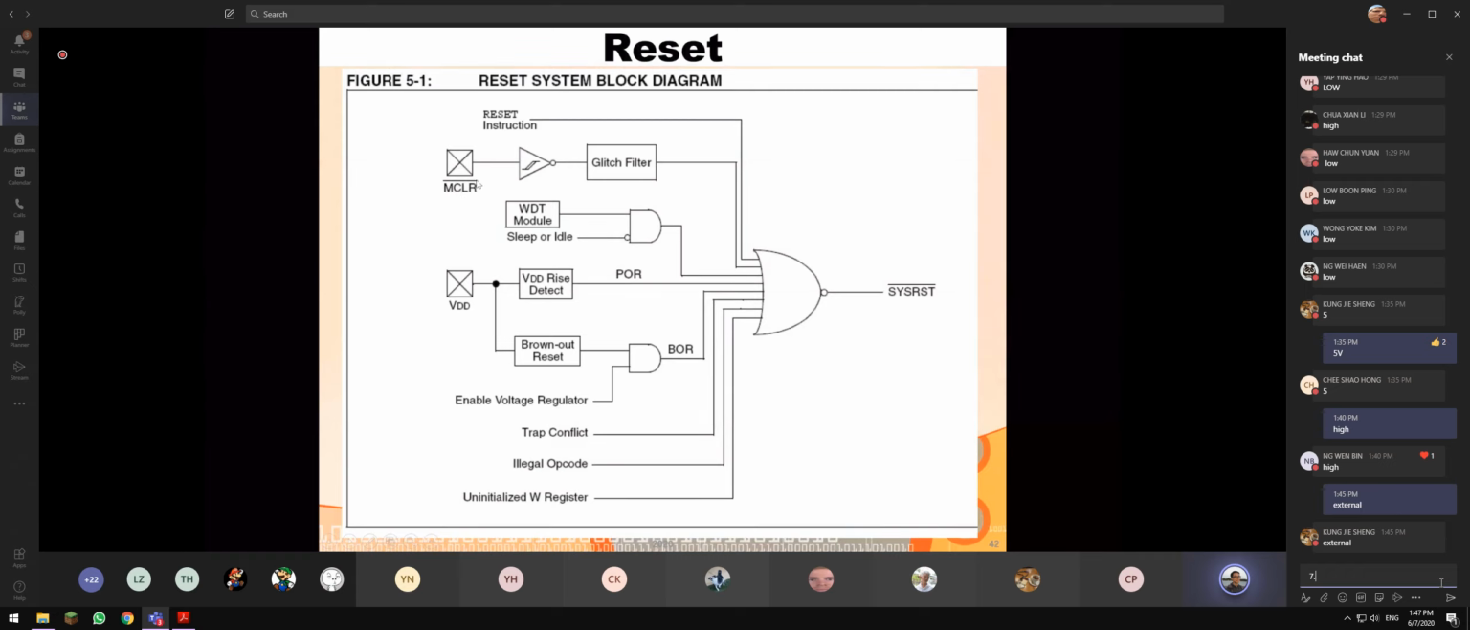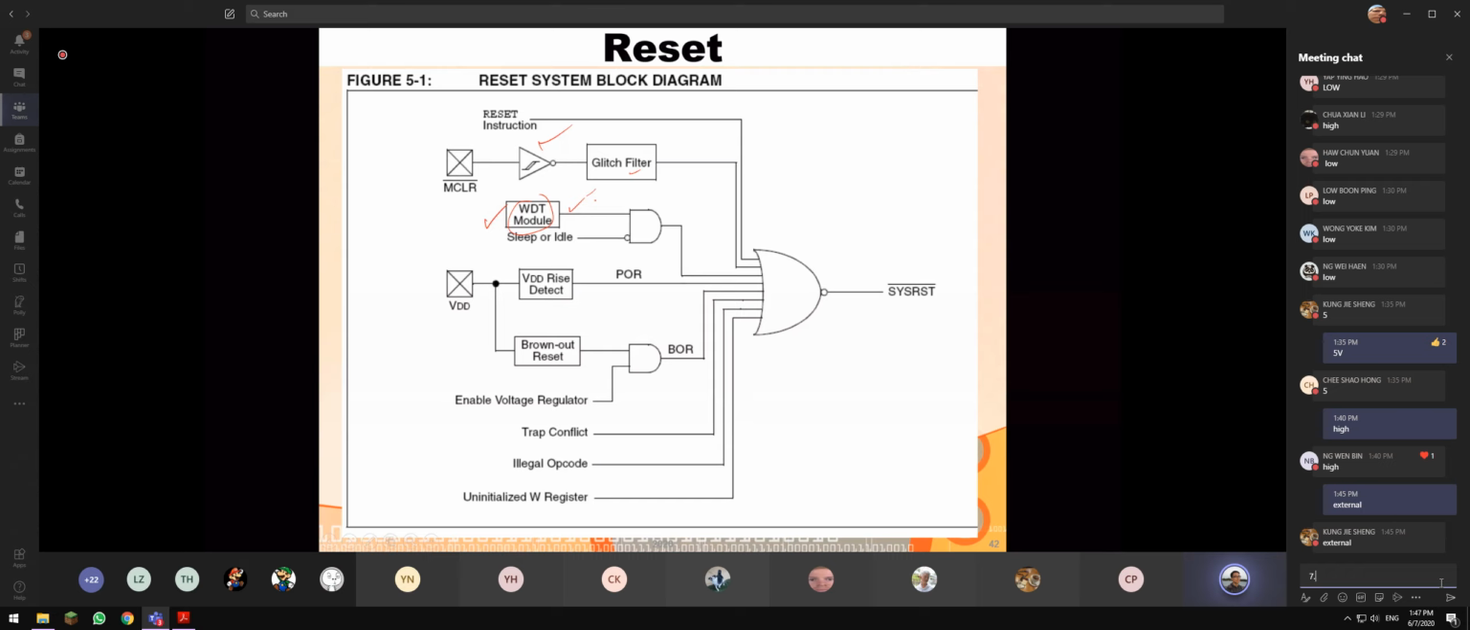MCLR. You press reset, then reset. Okay. Reset. Glitch actually is just like solving the debouncing, some spike problem. And then watchdog timer also can cause a reset. We look into watchdog timer later. So it can cause a reset.